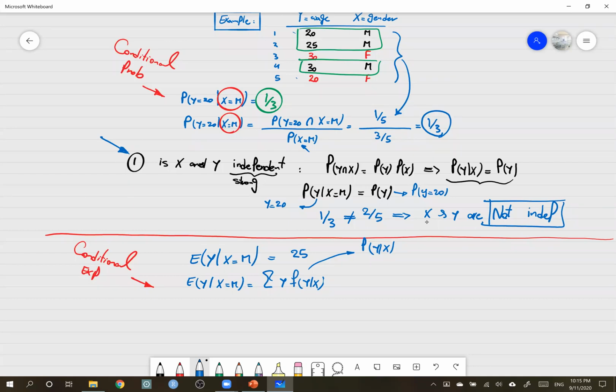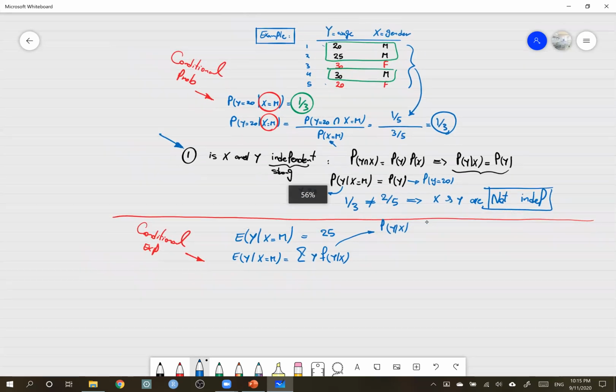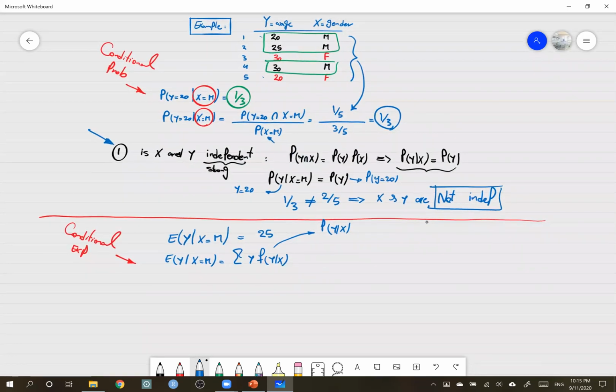All right, let's do it together. Let me zoom out a little bit, to make sure that you see the table. I want you to focus on the black observations, only for the males, right? So we want to see what is the summation. What are the wages for the males? It's 20 multiplied by f of y equal to 20 given x equal to male, right? You're only focusing on the male, plus 25 times f of 25 given male, plus 30 times f of 30 given male.